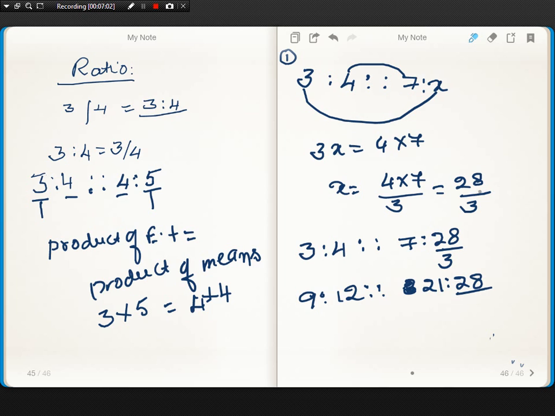Or else, if you want to apply it, simply we can multiply 3 into 3, 9, and 4 into 3, 12, and 7 into 3, 21, and the fourth proportion will be 28 we are getting. Are you okay with this?